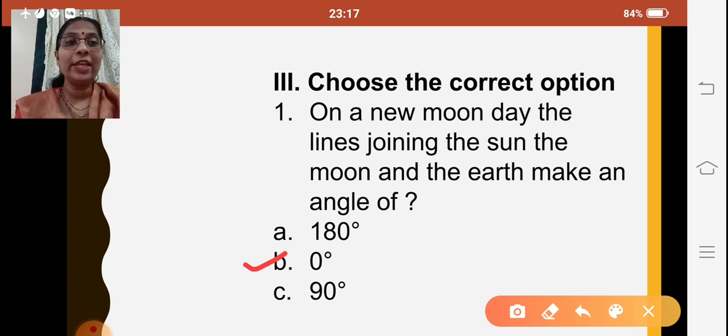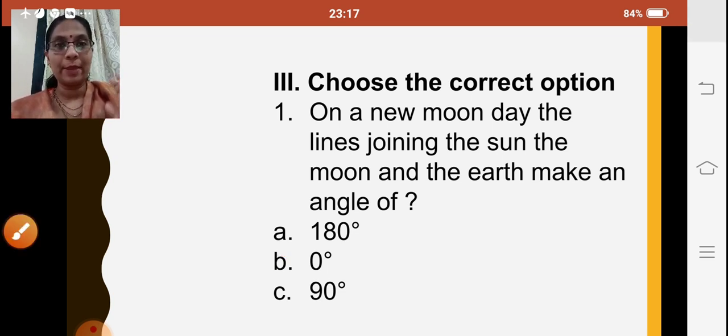So on a new moon day, the lines joining the sun, the moon and the earth make an angle of 0 degrees. So I have clicked on my answer 0 degrees. So that is my answer. I have clicked. I have not typed anything anywhere. Correct, children? Fine. So this is the third type of question. First was fill in the blanks. Second was true or false. Third one is choose the correct option. So options will be given. From that you have to pick out the correct answer.